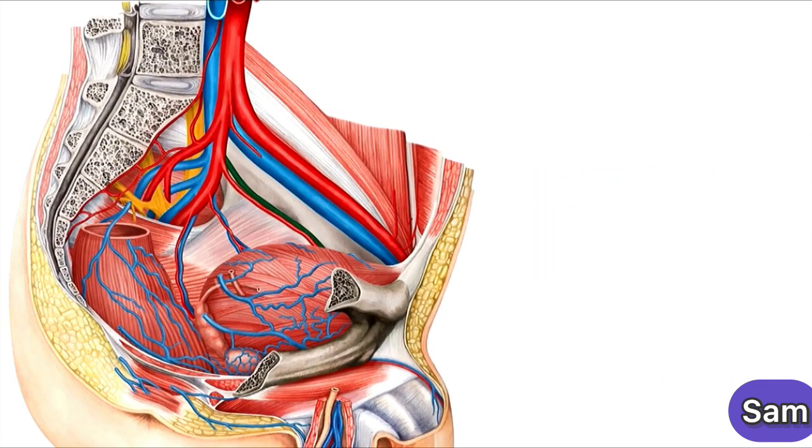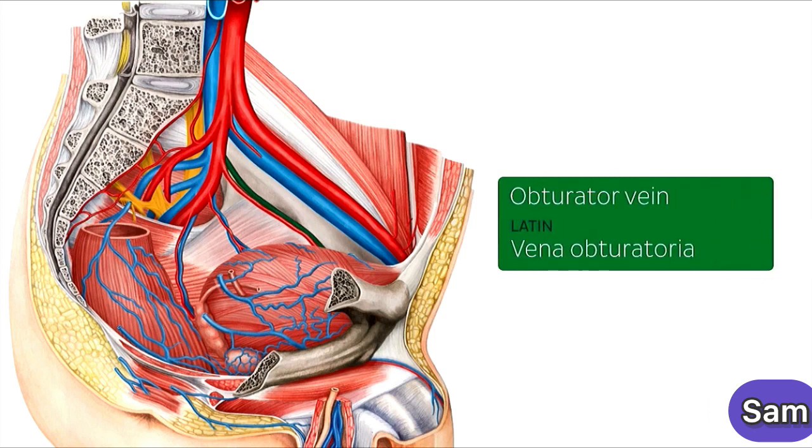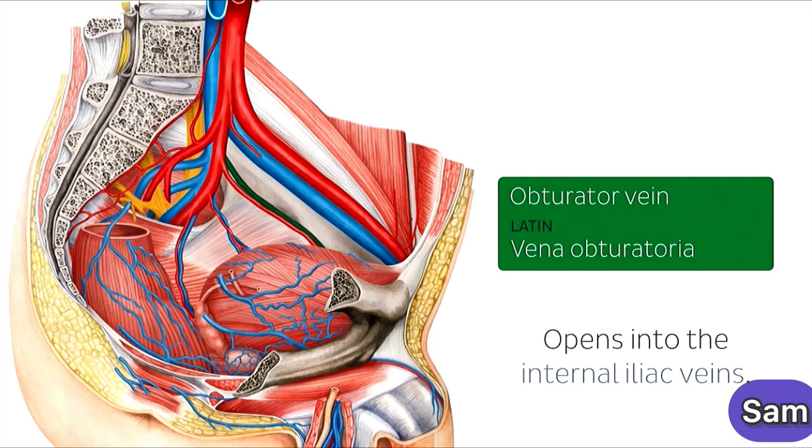Next, we're going to be highlighting here this one that we also learned about as an artery. This one is the obturator vein, specifically the left obturator vein, because there is also a right one. Now, the obturator veins open into the internal iliac veins. They pass into the male pelvis through the obturator foramen and have an anterior and posterior branch in the same way as the obturator artery. Now, they drain blood from the hip joint and surrounding muscles.